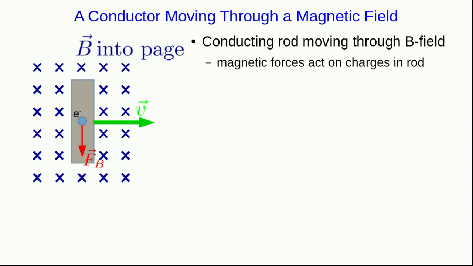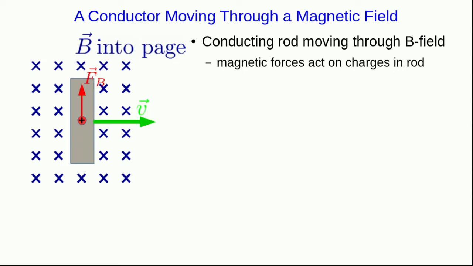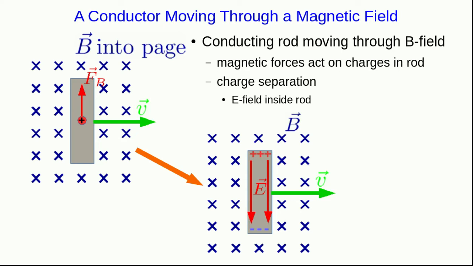However, for simplicity and so that the signs are easy, I'm going to, as usual, pretend that what's moving around inside the metal is positive charges. It's going to make no difference. So the magnetic forces on those positive charges are up. And that's going to lead to charge separation, because positive charges move up to the top of the rod and it becomes positively charged, and the bottom of the rod is left negatively charged.